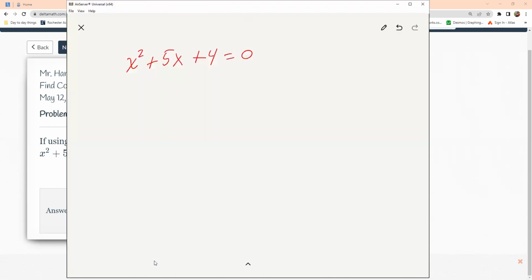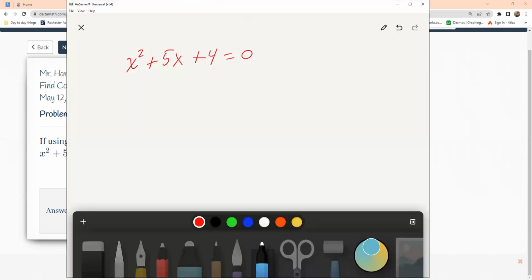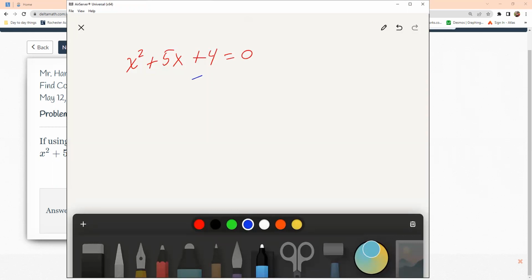So you see, I just wrote that down. First thing you're going to do always is get the x's by themselves. So we just subtract 4 from both sides to get rid of this 4 on this side. So it's going to be x squared plus 5x equals negative 4.